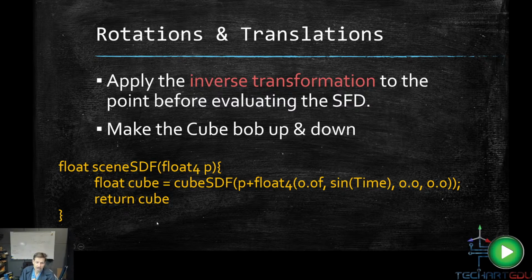Now here is my SDF with a little modification. I put a sine wave inside of the X, so it's going to move back and forth or up and down depending on the order. This is going to go up and down because here's X, Y, and Z, and this is zeta. We've got the sine of time, so it's going to go up and down very slowly. And that's really all there is to it.